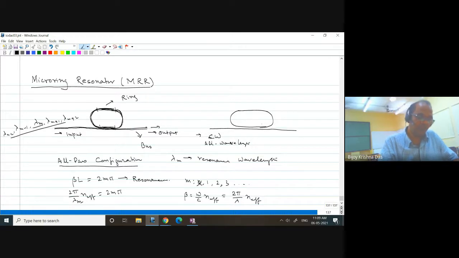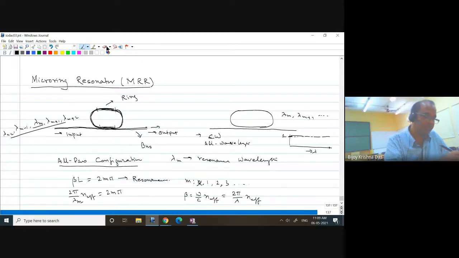Because of the resonance condition, only this lambda m or lambda m plus 1, and so on, those wavelengths will be stored, and that will be missing here, right? So you can imagine that suppose you have an input lambda and a certain intensity you are launching at the input electromagnetic wave, some value, normalized you can consider 1. Then at the input you are supposed to see that you are launching all the wavelengths with the same intensity.